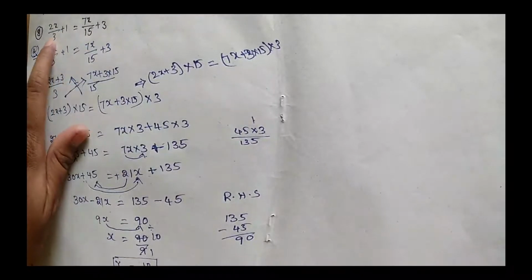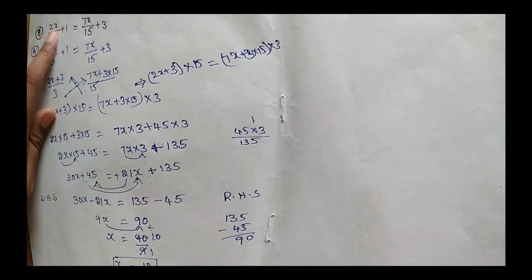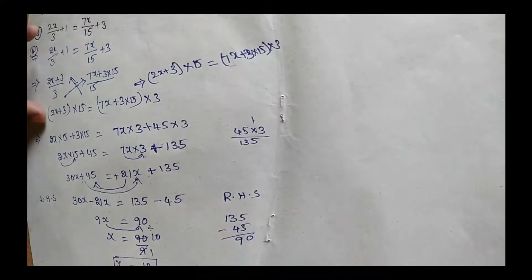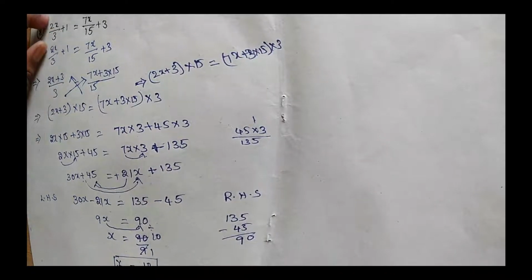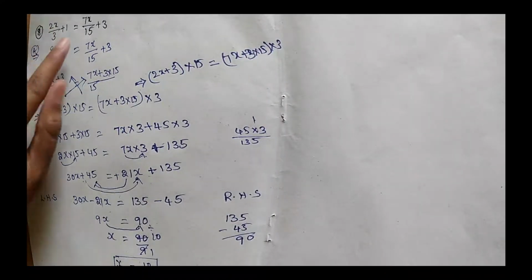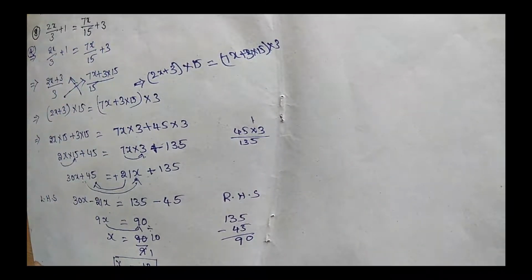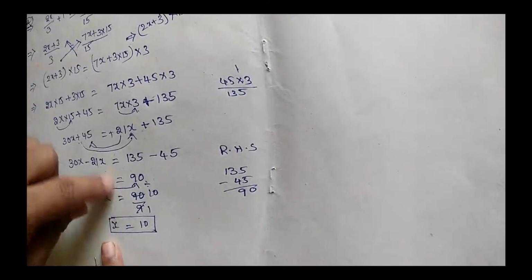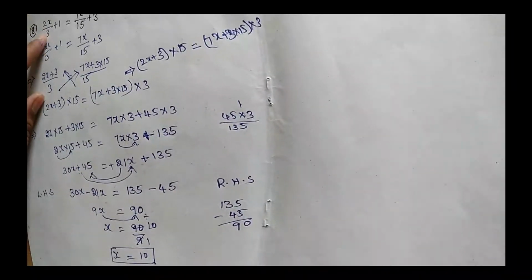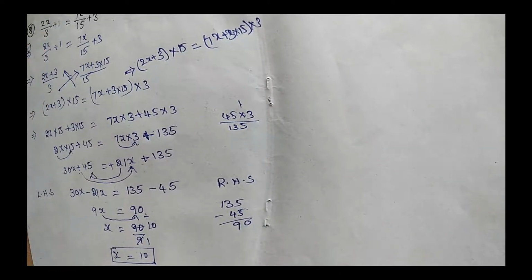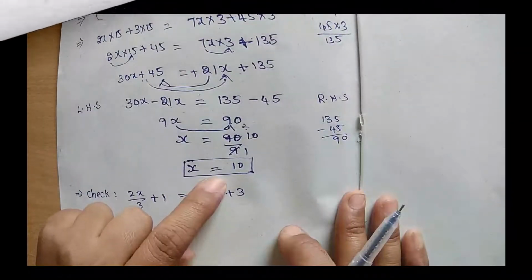Now we have to check the result in the given problem. So we know x equal to 10. We have to put it into the given equation. Then the LHS must be equal to the RHS. Then the right answer is x equal to 10. So now we have to check whether x equal to 10 applies to this equation.